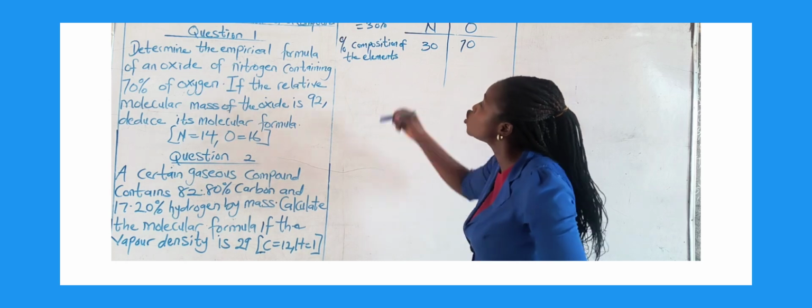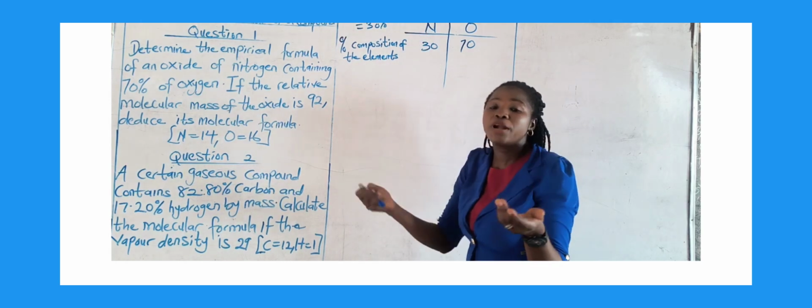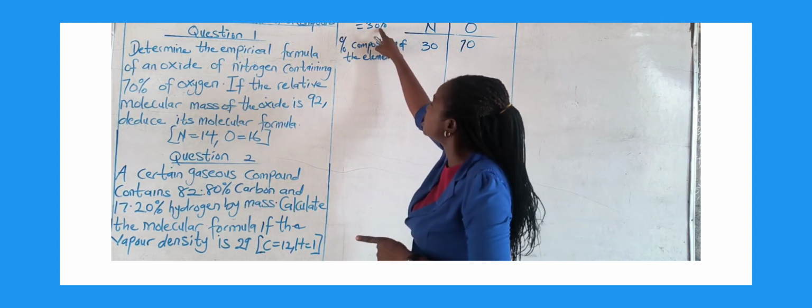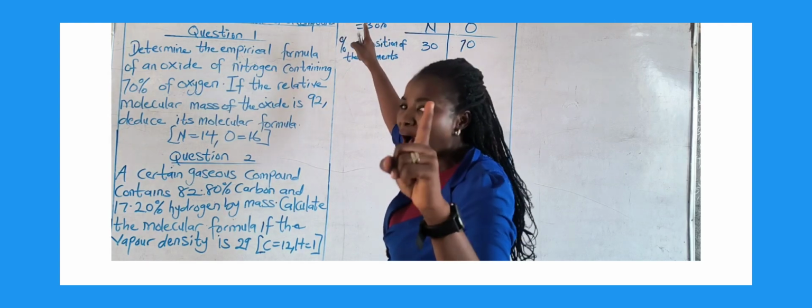Now subtract 70 from 100, whereby you get 30% for your nitrogen. Good. So everything is 30. Look at it. You need to show your workings for this. You can easily press your calculator and get the answer. But mind you, if you don't show your workings, you miss 1 mark. By showing this, you have 1 mark. And 1 mark is very, very important in chemistry.